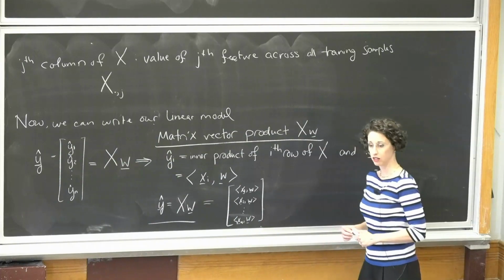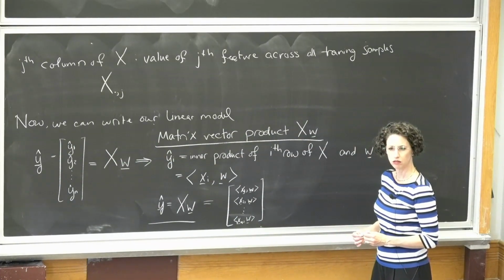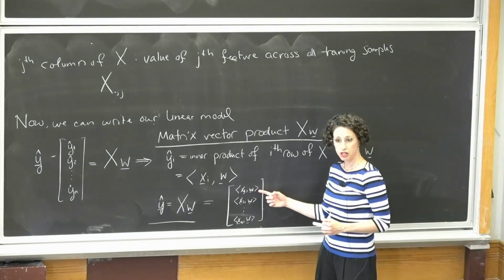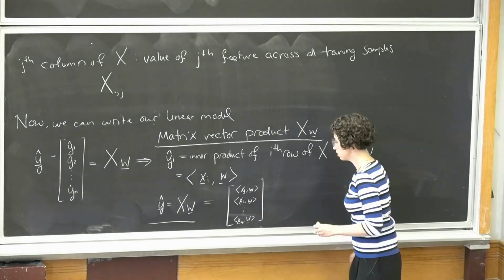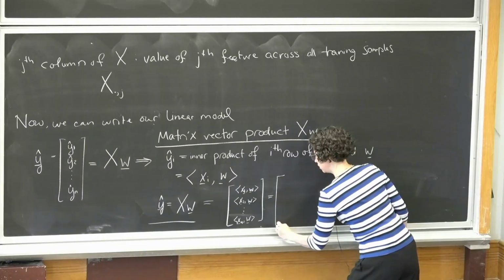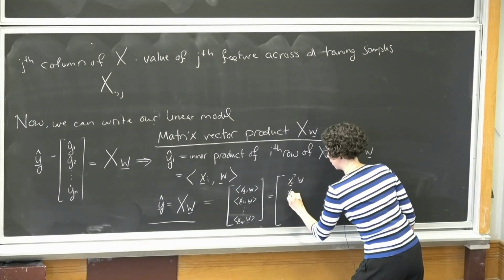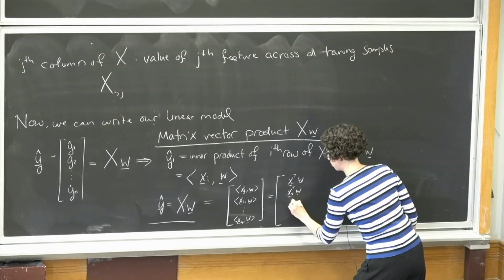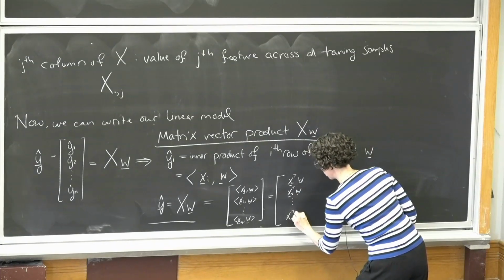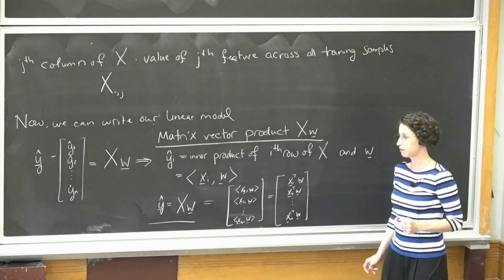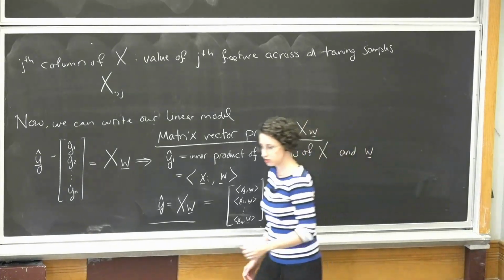Yes? When we use this angle notation, then we don't use the transposes, but this is equivalent to saying x1 transpose times w, x2 transpose times w, all the way to xn transpose times w. Exactly the same thing. Great question. Any other questions?